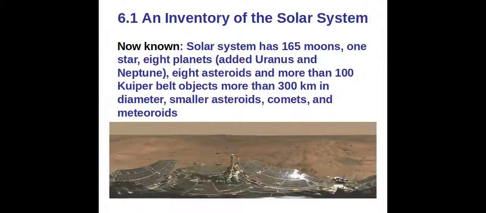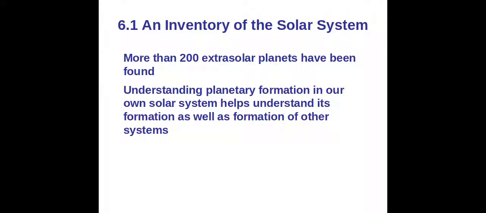We added Uranus and Neptune, 8 asteroids, and more than 100 Kuiper belt objects more than 300 kilometers in diameter, smaller asteroids, comets, and meteoroids. This says more than 200 extrasolar planets have been found, so these would be exoplanets. That number has grown immensely. We're now in thousands of planets, so you can see how much we've learned quickly. Understanding planetary formation in our own solar system helps us understand its formation as well as formation in other systems.